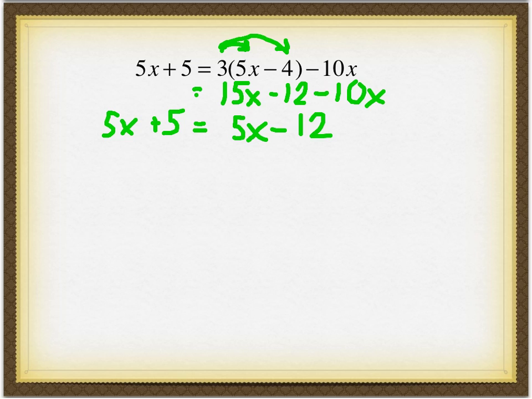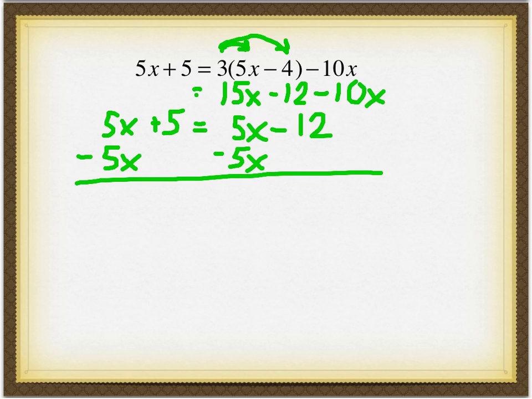This time let's get all my variables on the left side. So I'm going to subtract 5x from each side, and this looks rather odd because all my x's cancel out. 5x minus 5x on this side and the same thing on the right. So what I have left with is 5 equals negative 12. And you might say, well, what in the world is going on there? All my variables have canceled out, and I end up with this 5 equaling negative 12.